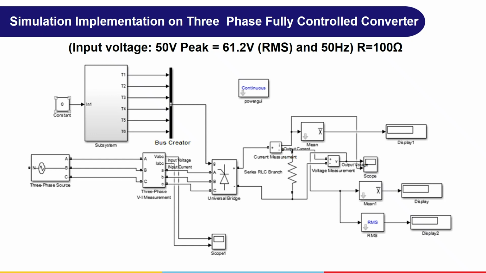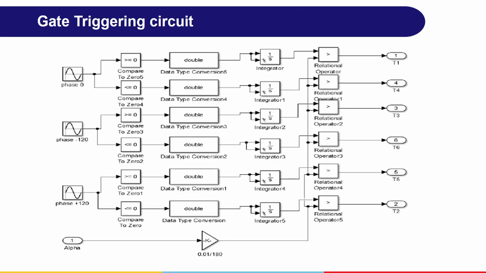Simulation implementation of the three-phase fully controlled converter. Input voltage 50 peak equals 61.2 RMS and frequency 50 Hz. R is equal to 100 ohms. This is the block diagram of the simulation circuit with the gate triggering circuit. So to turn on all the 6 thyristors, this main gate triggering circuit is required.